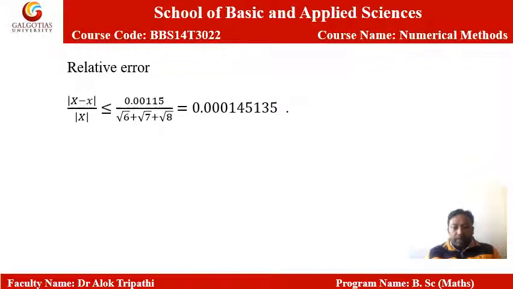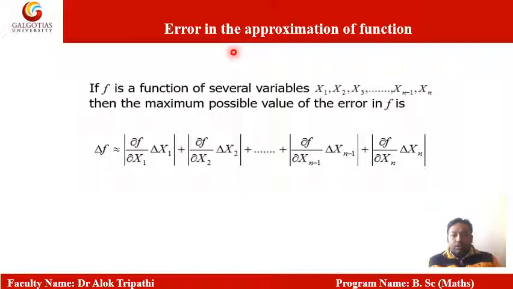Now if we want to find the relative error in the sum, what we shall do is divide the absolute error by the true value. So mod of capital X minus small x, divided by mod of capital X, is also less than or equal to 0.00115, which will be divided by the sum of these three numbers, root 6 plus root 7 plus root 8, and it is equal to 0.000145135.